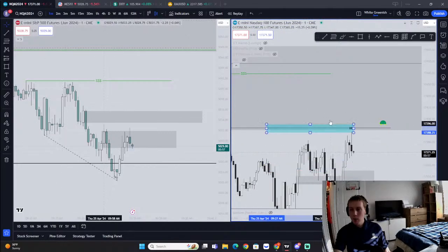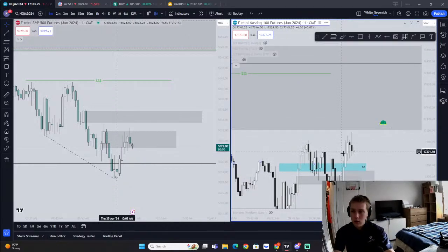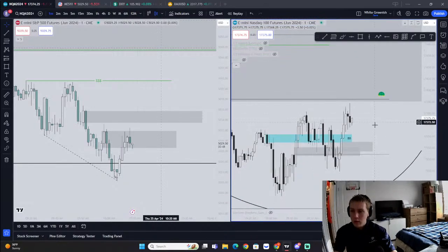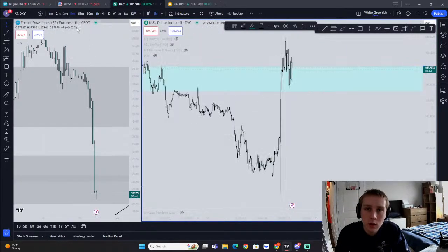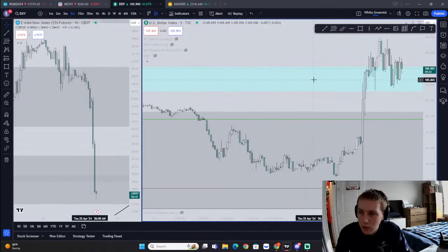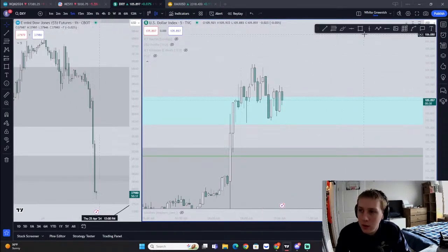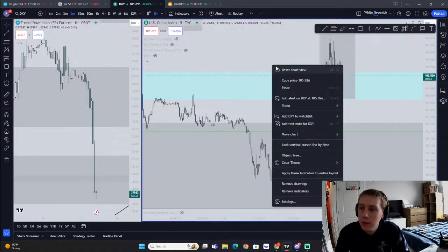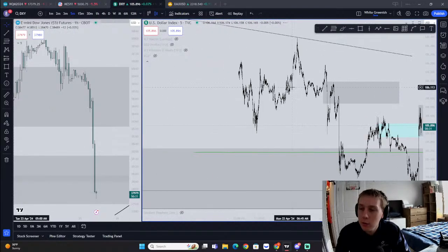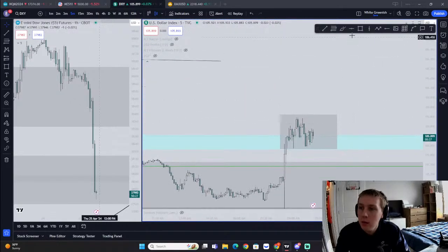Clearly heading for that gap. On the hourly, let's look at DXY internal structure. Consolidating. What can we do from a consolidation? We can only expand from a consolidation. So on DXY, we can only go higher.